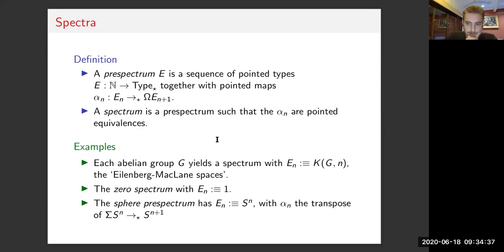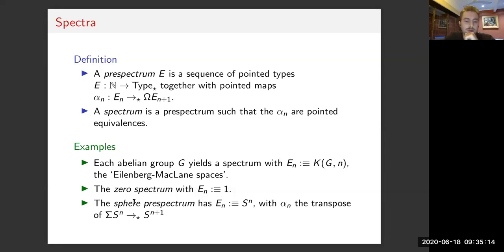There are some examples of these things which we can define internally. Whenever we have an abelian group, we can define a spectrum where the nth type in the spectrum is the nth Eilenberg-MacLane space for that abelian group. And then one can show that there are equivalences like this that you need. There's also the zero spectrum, where we take every type in the sequence to be the point, and then the connecting maps are just the equivalence between the point and the loop space of the point.